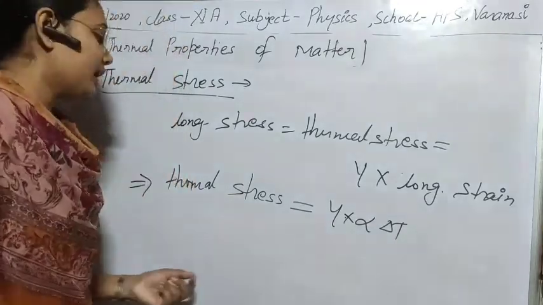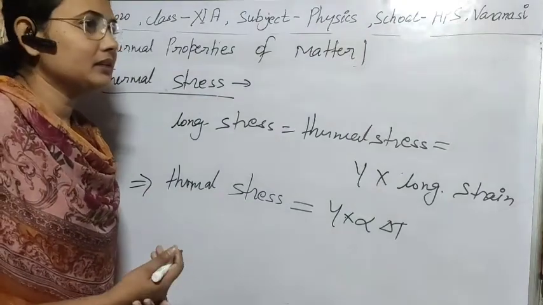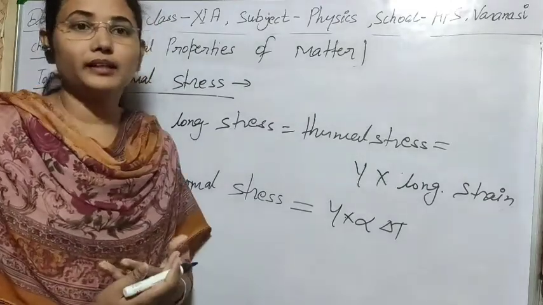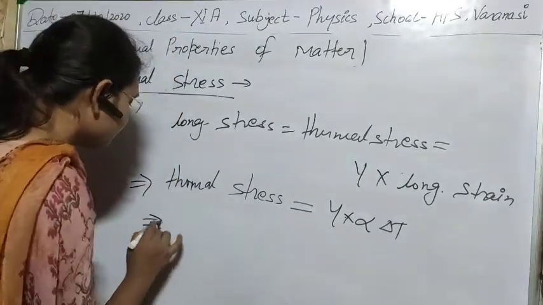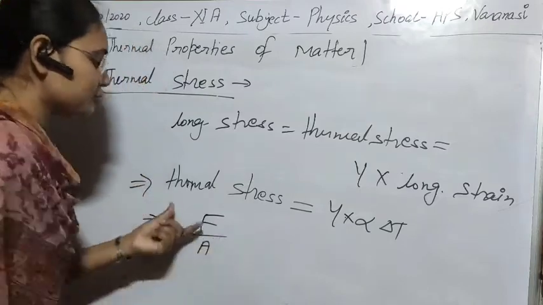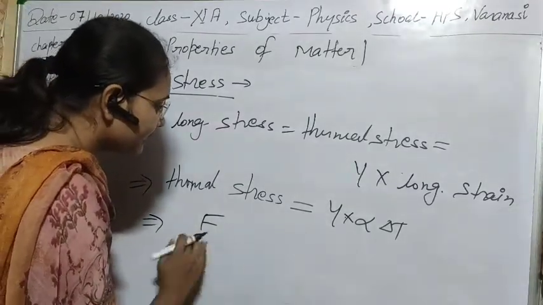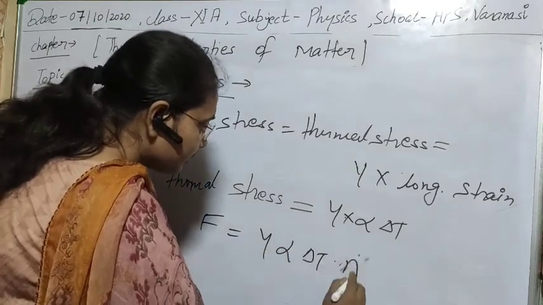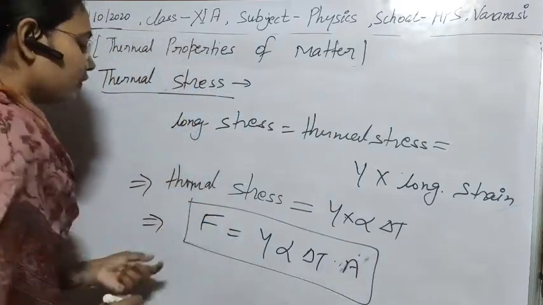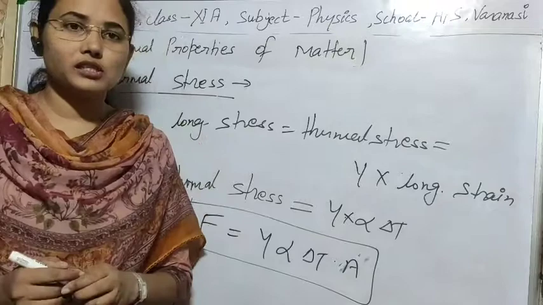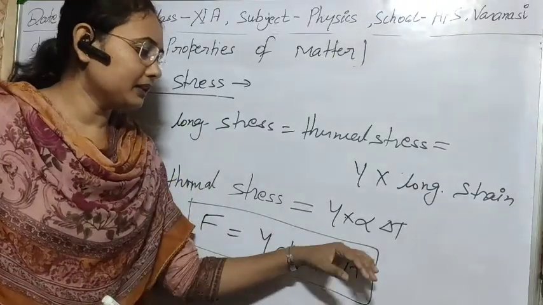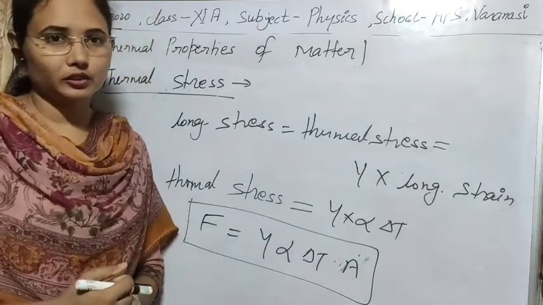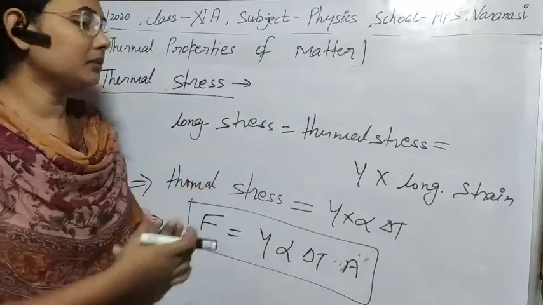Clear, I think. Again, if we want to calculate the exact force applied by the thermal energy, as you know, stress is F upon A, force per unit area. So if we multiply by the area A, then we can easily obtain the value of the deforming force for the area A over which the change in length occurs. I think what the thermal stress is, is clear to you.